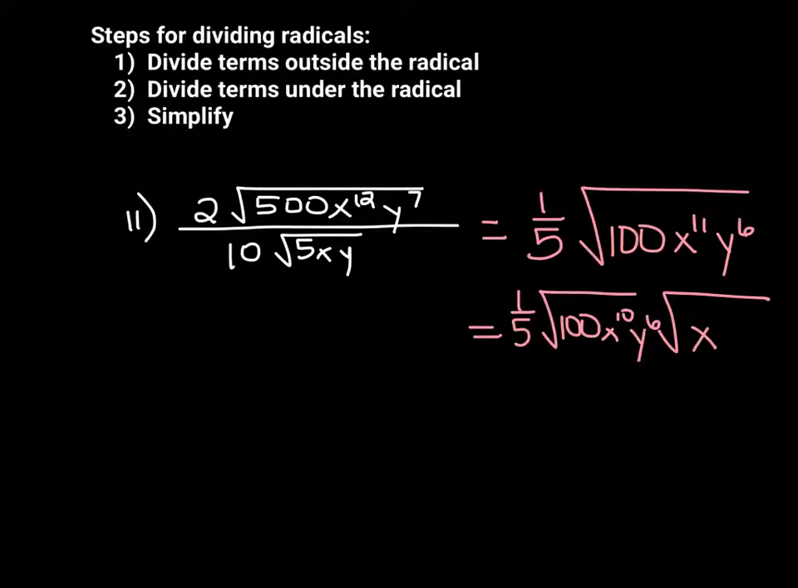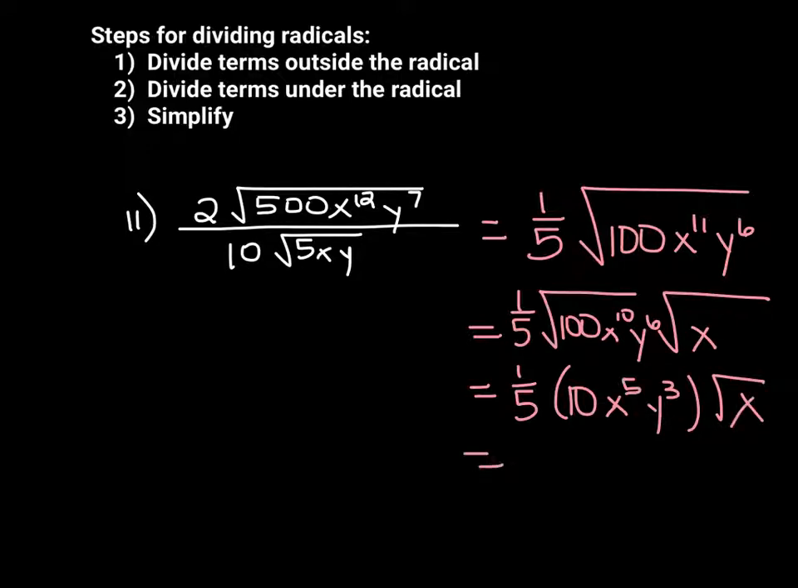And then y to the 6th is a perfect square because its exponent is divisible by 2. All right, so let me bring down the 1/5, and then the square root of 100 is 10. The square root of x to the 10th is x to the 5th, because we just divide the exponent by 2. And the square root of y to the 6th is y cubed. And I'll bring down my radical x. So when you multiply, 1/5 times 10 is 2, so we'll have 2 x to the 5th, y cubed, radical x.